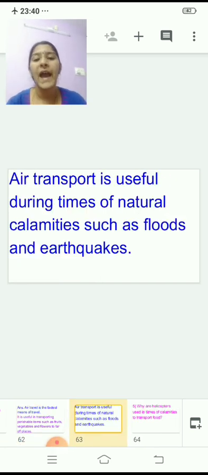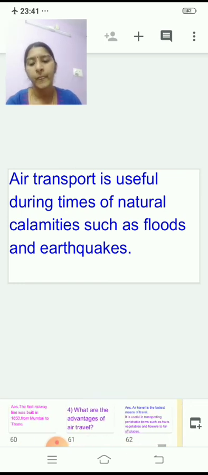The next point: air transport is useful during times of natural calamities such as floods and earthquakes. During floods, you would have heard about it, or some of you would have seen it. During floods it is very easy to travel through air, because with everything full of water, you cannot walk on the road, and we were using boats and all during the flood time. So it is very easy to reach the place. If there is water stagnation also, you can travel through air and give them food, help them, and rescue people from the places where they got stuck, right? So for that it is very useful. So these are the advantages of air travel, right?